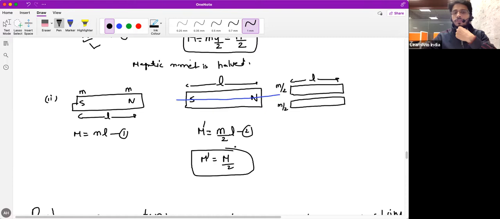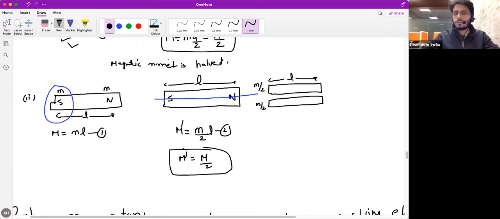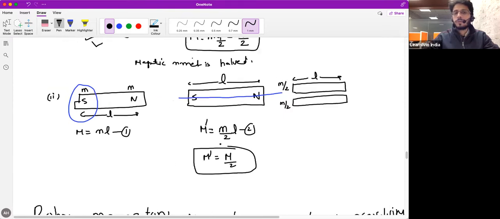But if you consider the second case, we cut the bar magnet parallel to its length. So each pole gets divided into two parts, M by 2 and M by 2. So you have two bar magnets, one with pole strength M by 2 and another also with pole strength M by 2. So the magnetic moment will be M by 2 into L. Again, the length is the same, but the pole strength is halved, so the magnetic moment will become half.